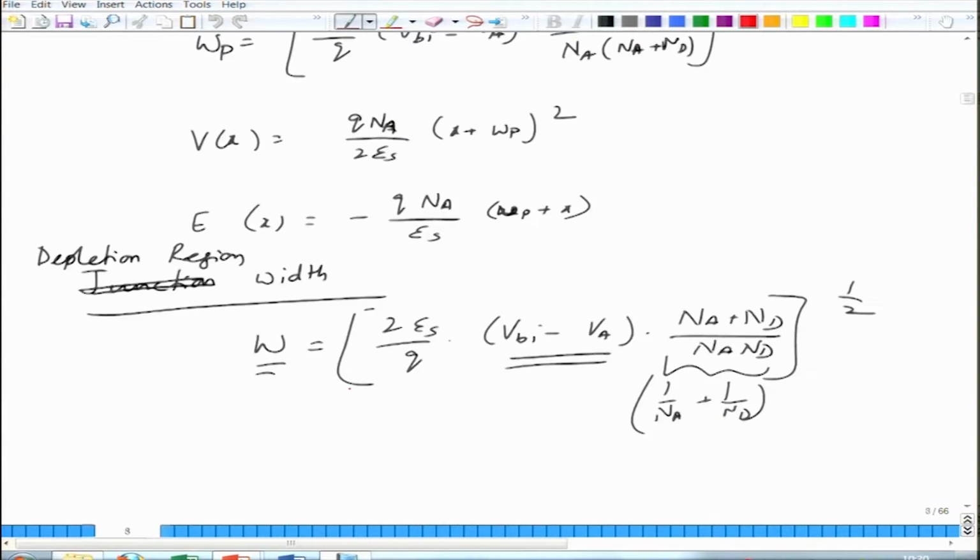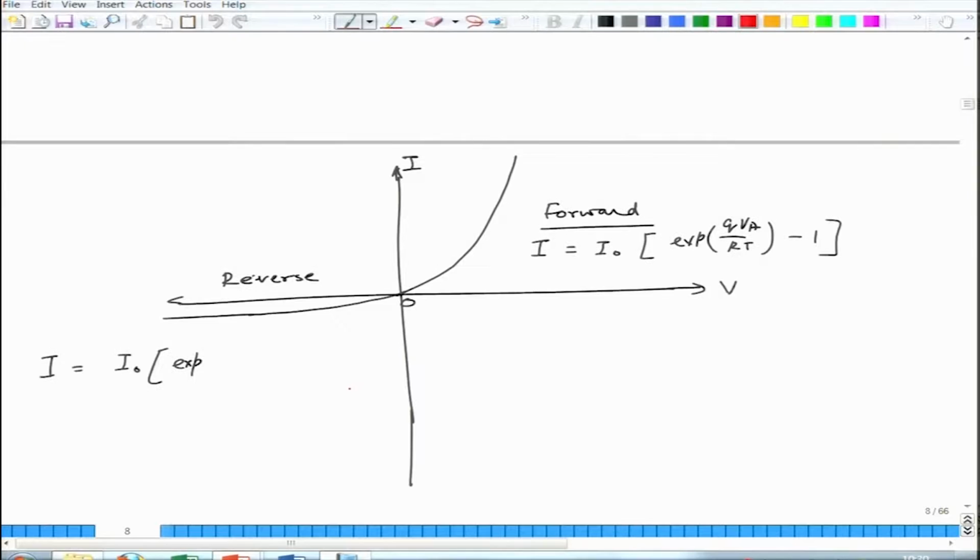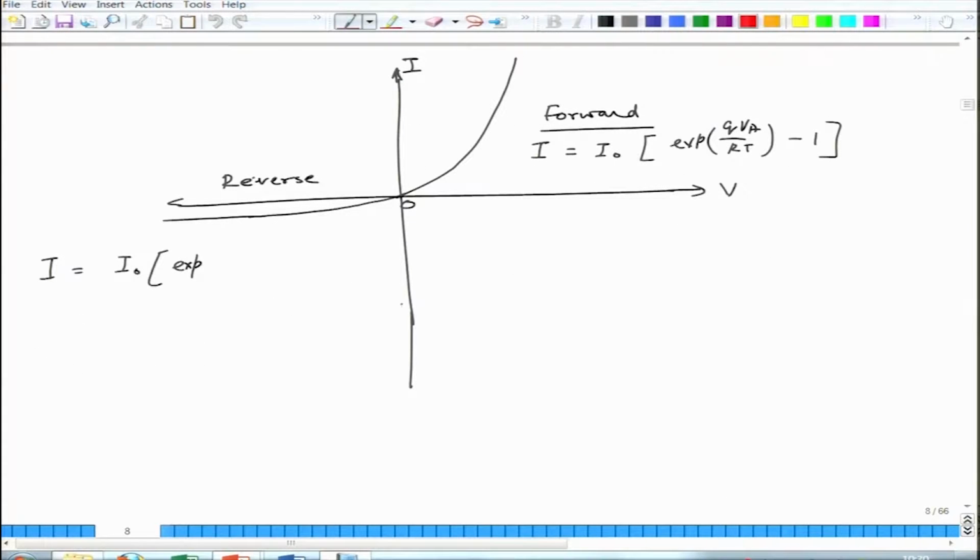And in the case of current and voltage characteristics, you have an exponential increase in the current in the case of forward bias, and in the case of reverse bias you have very low current. The saturation current is nothing but minus I naught, which is essentially the reverse current that you get, which is very small. So a diode basically acts like a switch. In the reverse bias it has zero current, in the forward bias it has very high current.